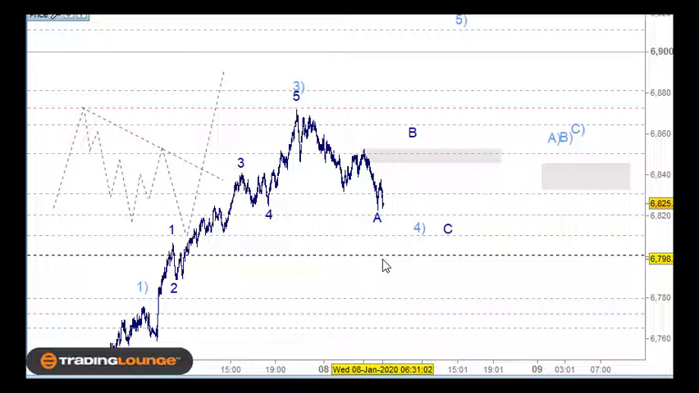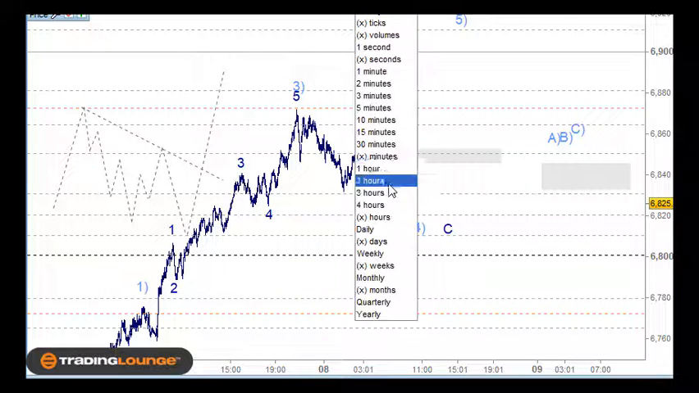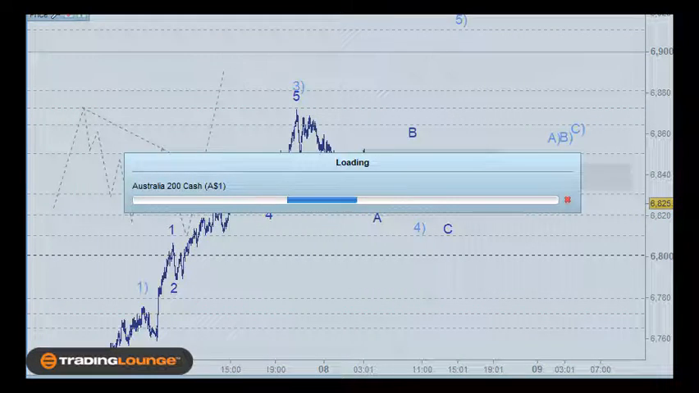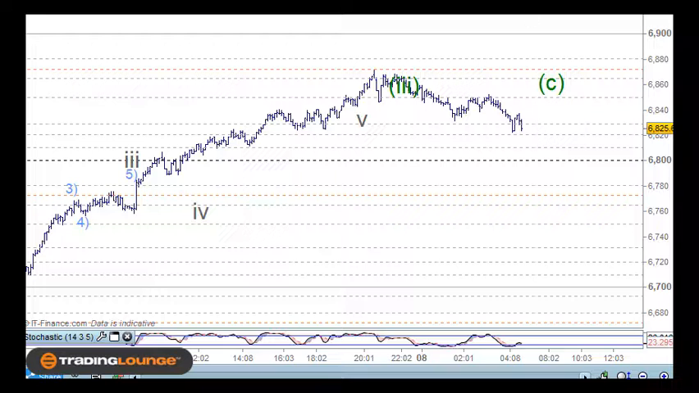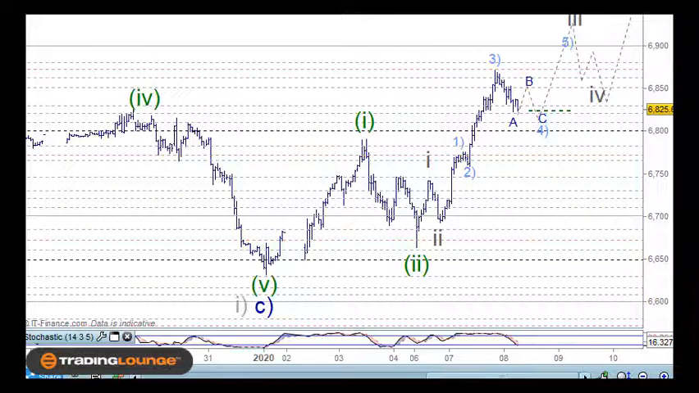Yeah. So just coming back to the 1 hour chart. Well, that's not going to work there because it's a different chart. Let's just go to the 1 hour chart here. Just got to put that back over there.